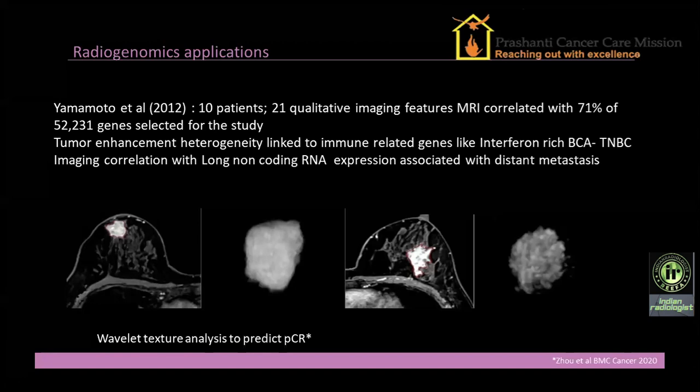Now, these are the cancers that would escape the normal line of chemotherapy. And if we have this information available to us prior, we can start targeted therapy or specific therapy in these individuals earlier. And this has great significance for the patient prognosis. This is a more recent paper by Zhu et al. in 2020, where they could create computer models by wavelet texture analysis, where they could differentiate and predict tumors that could achieve pCR from tumors that would not achieve pCR.